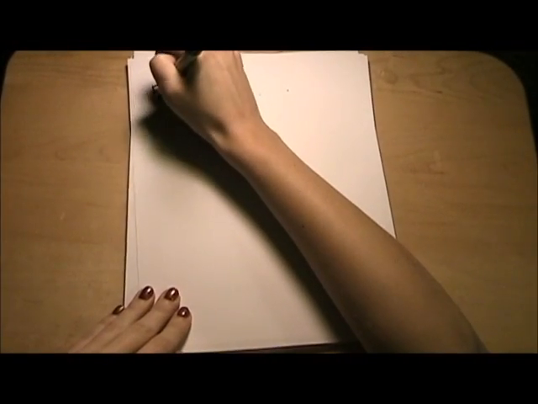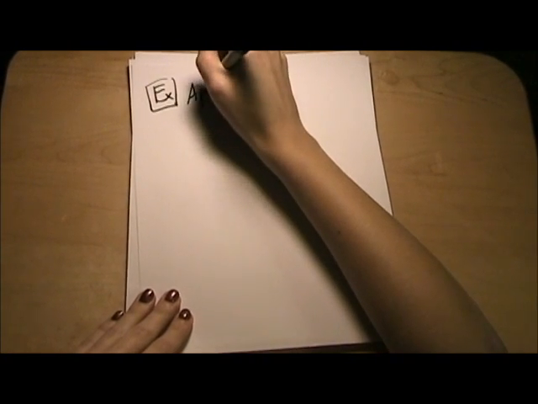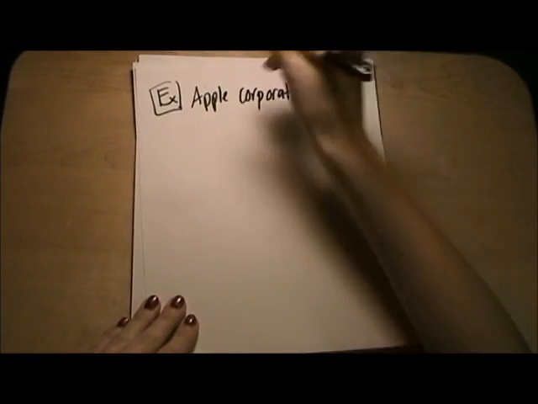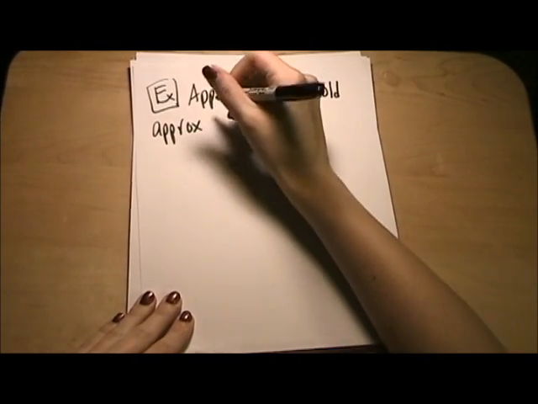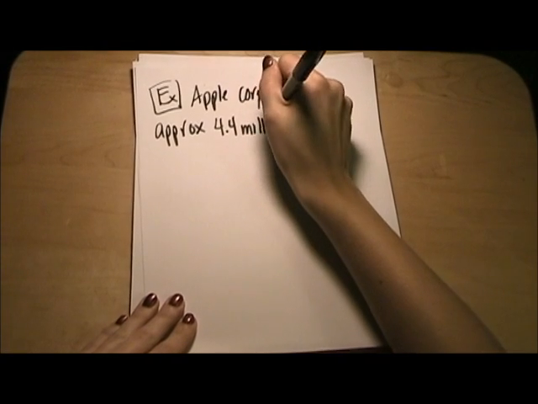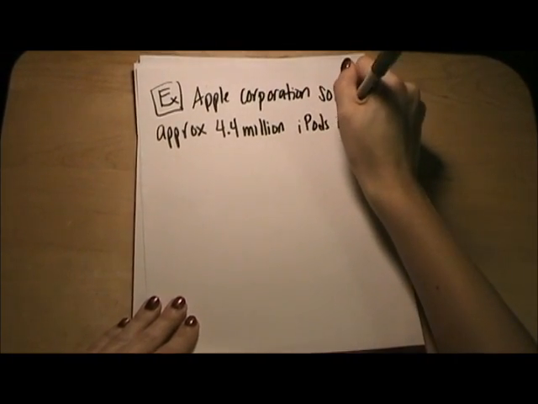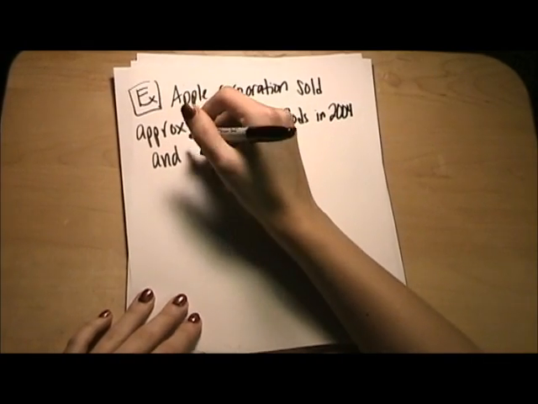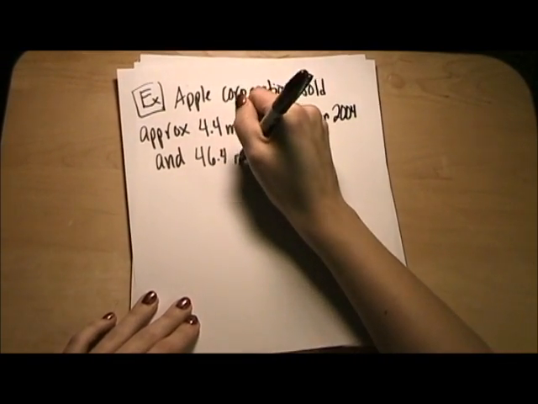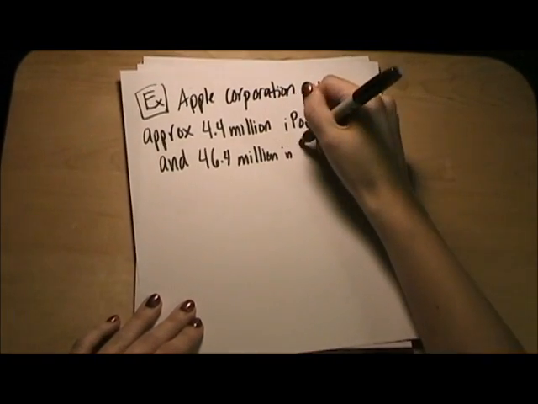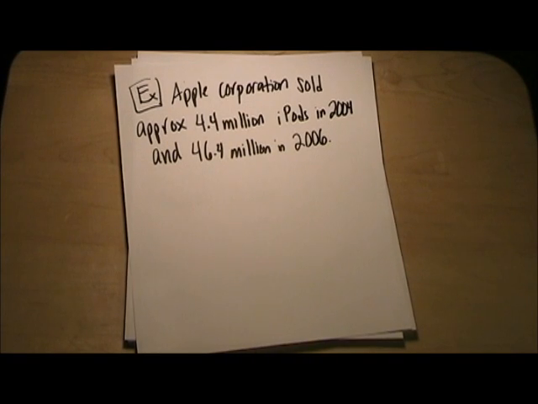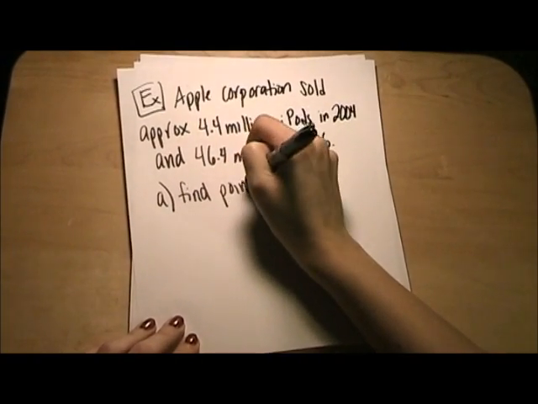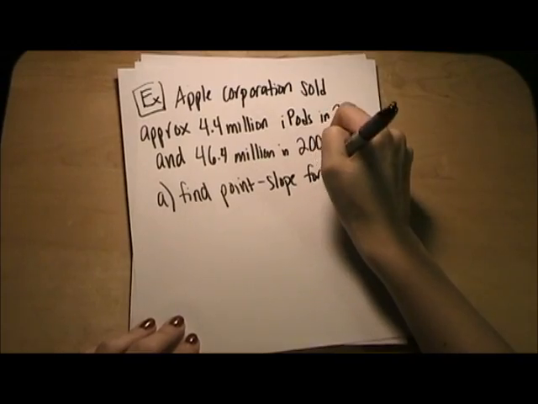Word problems. Apple Corporation sold approximately 4.4 million iPods in 2004 and 46.4 million in 2006. We want to find point slope form.